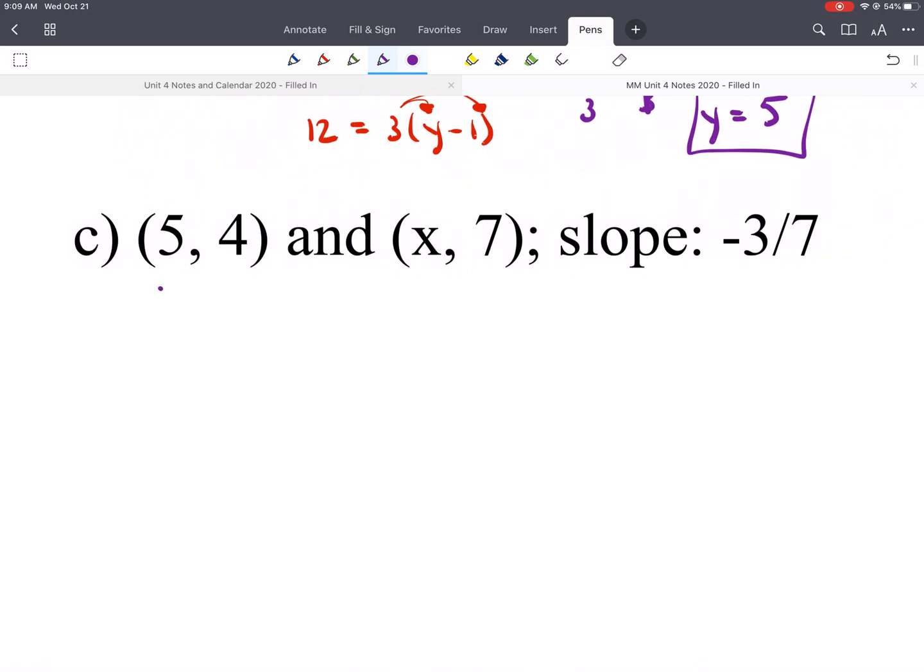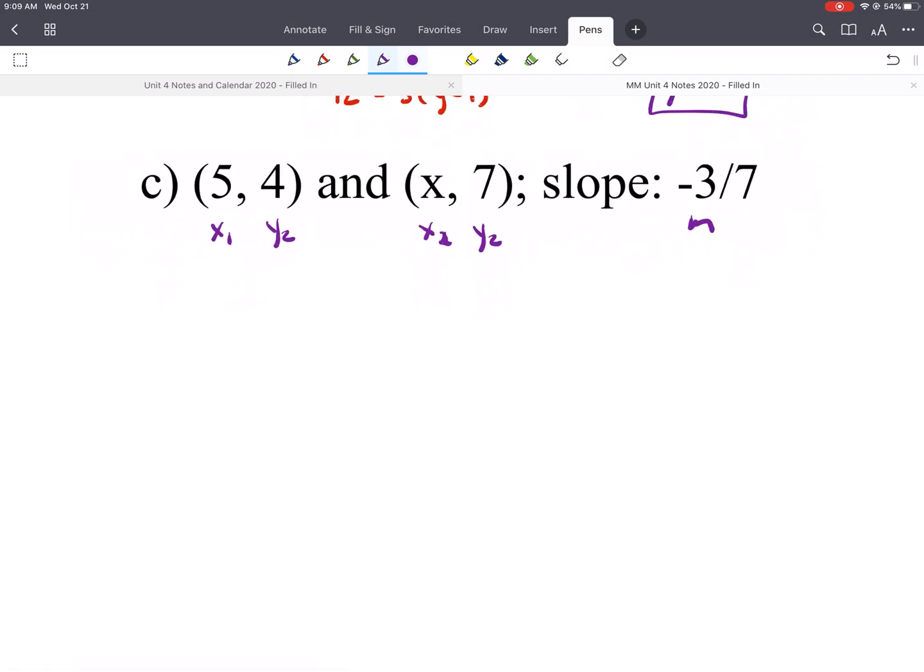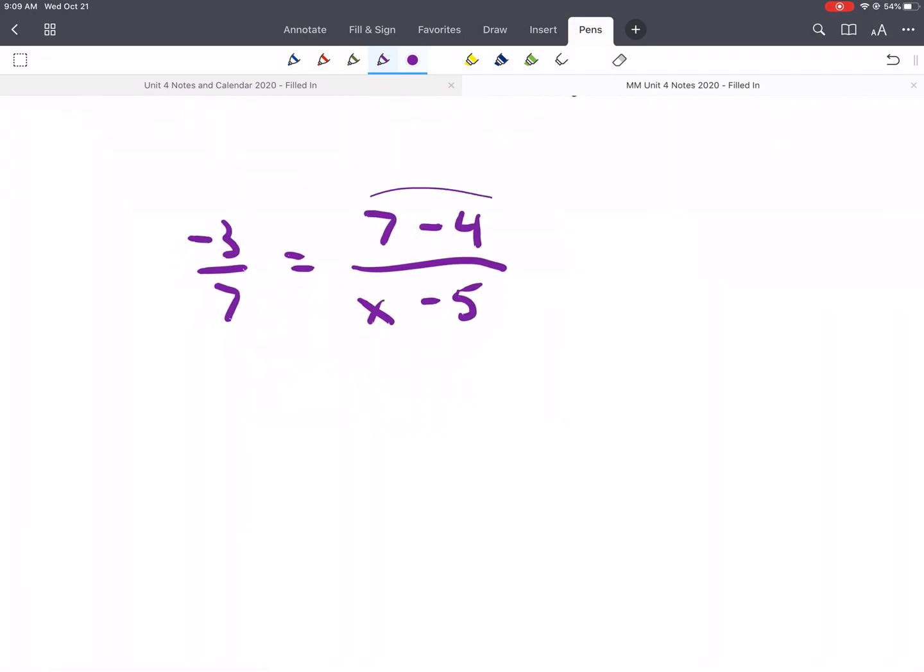All right, hopefully you gave this a try. Our slope, so we'll use our formula, m is negative 3/7 is equal to the difference in the y's, so 7 minus 4, over the difference of the x's, so that would be x minus 5. So I'll simplify that. That gives me negative 3/7 is equal to 3 over x minus 5.